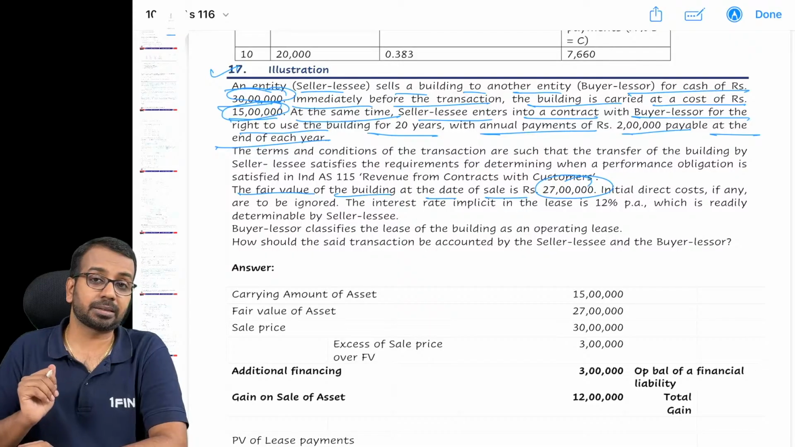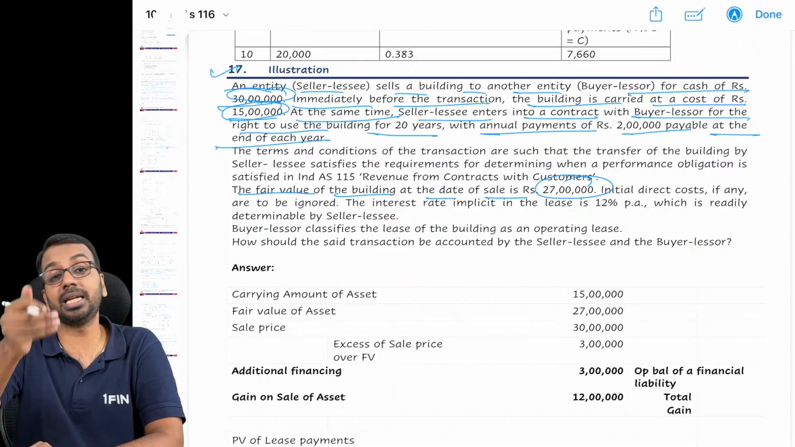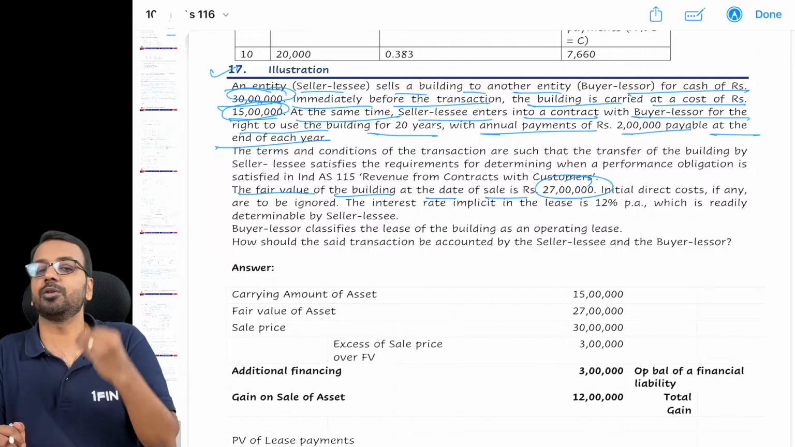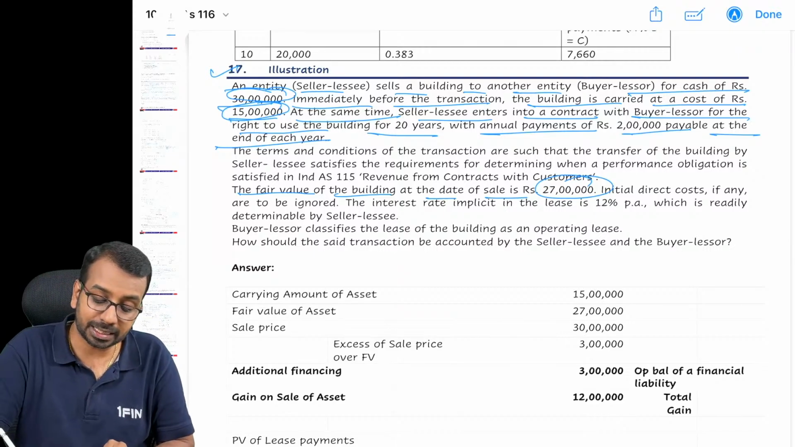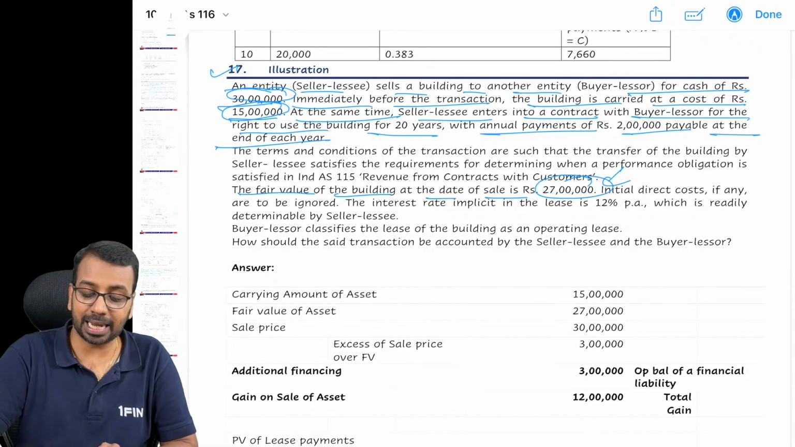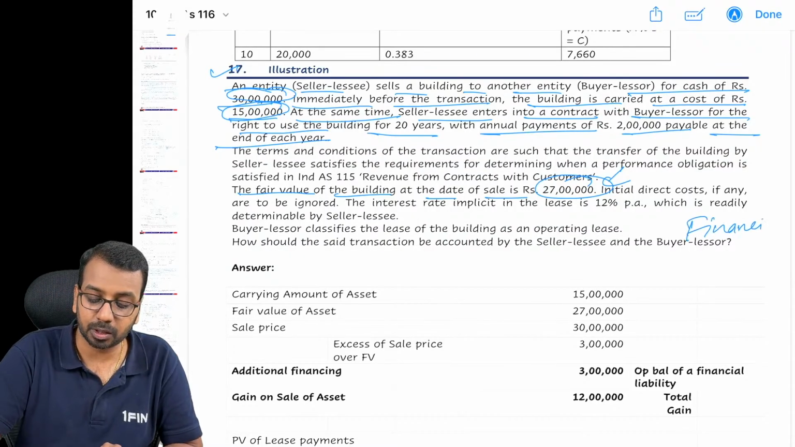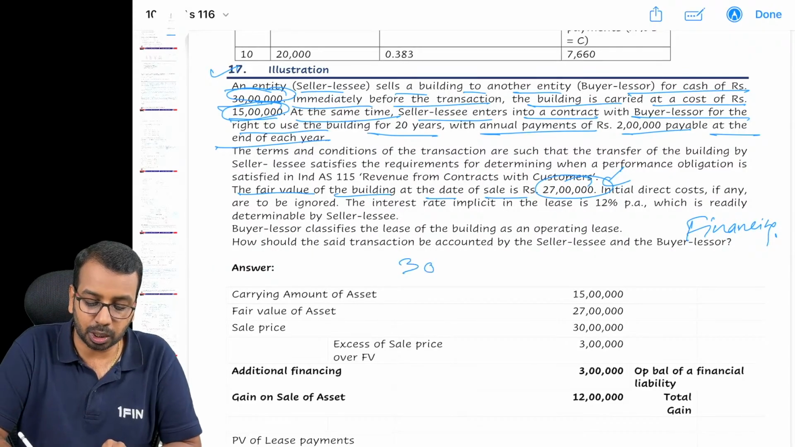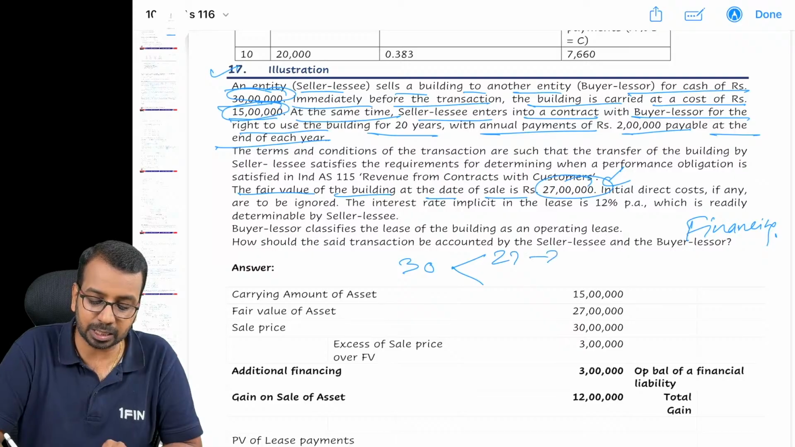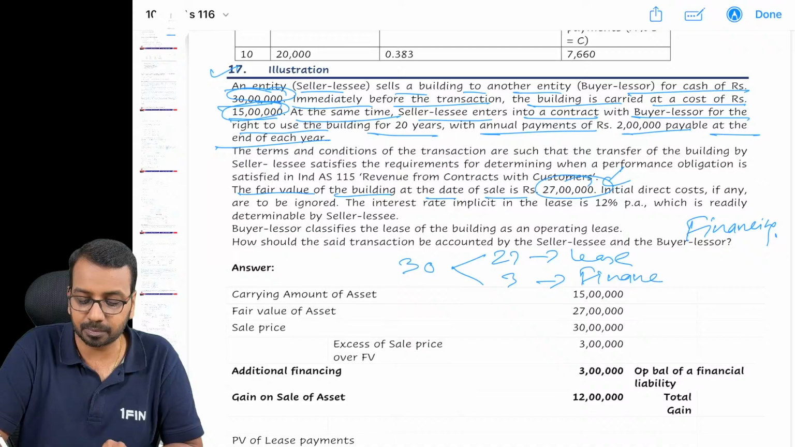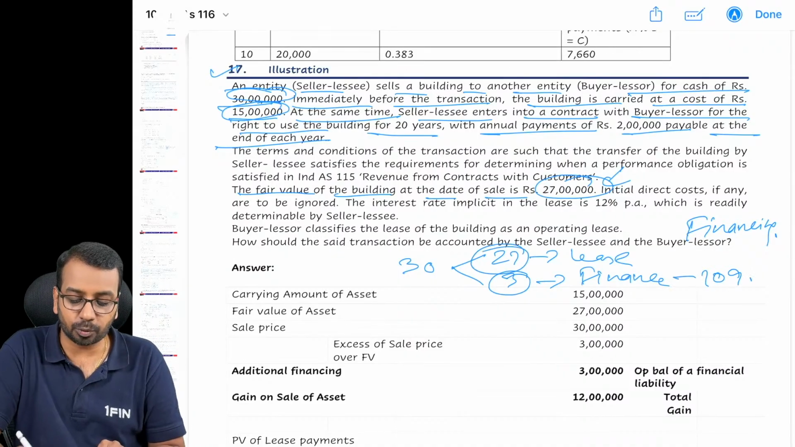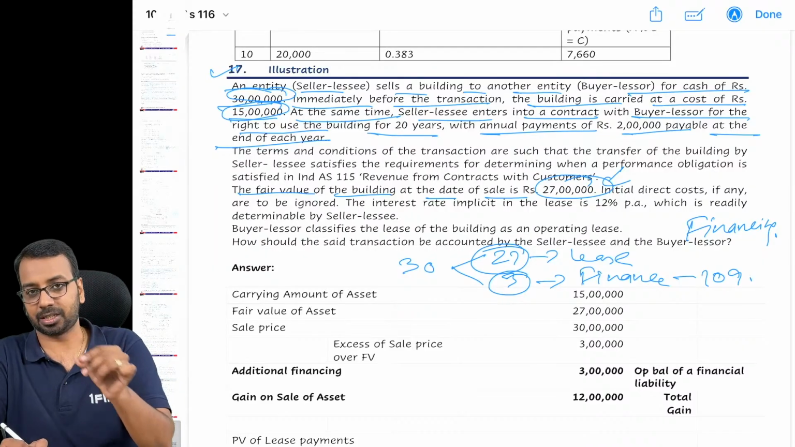You bought it for 30 lakhs. You paid me how much extra? 3 lakhs extra. That 3 lakhs extra, why will you pay me? In future, I will pay you higher rental. So, that 3 lakhs extra what you have given to me is like a financing arrangement. So, what the standard says, you got 3 lakhs extra, split that. 30 lakhs split into two parts. 27 lakhs for your lease and 3 lakhs for your finance. And this you account for under Ind AS 109. This is like a loan taken and 27 lakhs is the actual transaction that has happened.